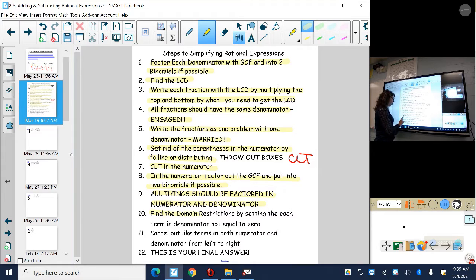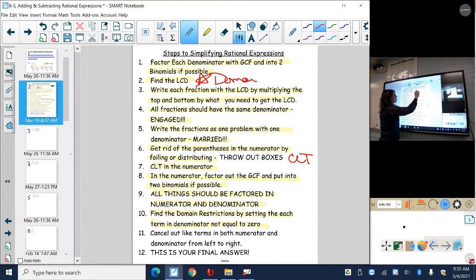And then you're going to find the domain restrictions by setting each term in the denominator equal to 0. Now, I'm going to be honest. Right here is normally where I would find my domain restrictions, but I do it at the very beginning. As soon as I find my LCD, I find my domain restrictions. That way, I'm never forgetting. However, whenever I come down here, I can look at that and remind myself, did I find my domain restrictions? The answer to that will be yes. And then I'm going to cancel out any like terms that I have from left to right that are in both the denominator and the numerator. And then this is your final answer.